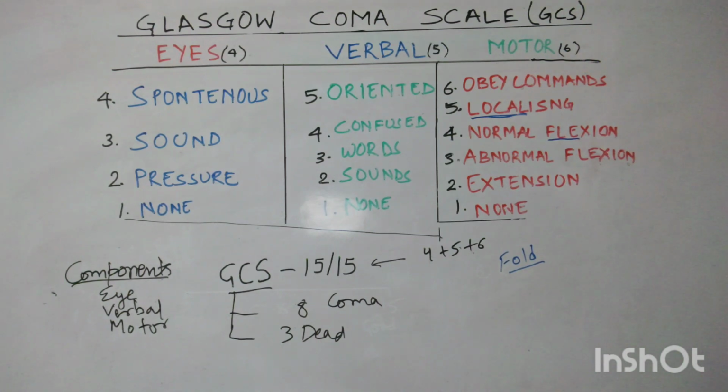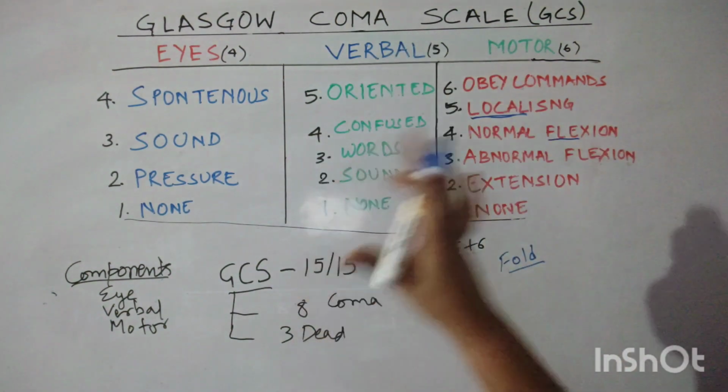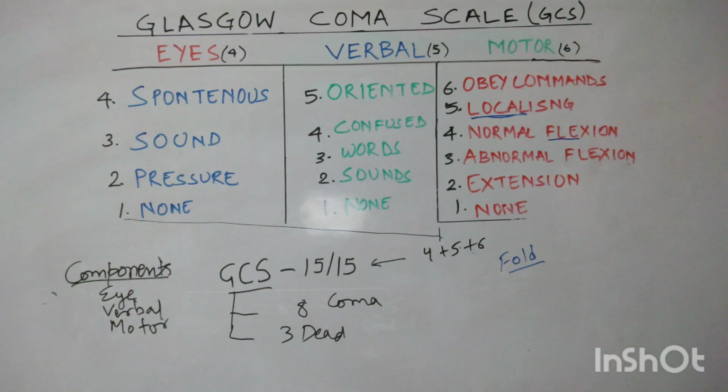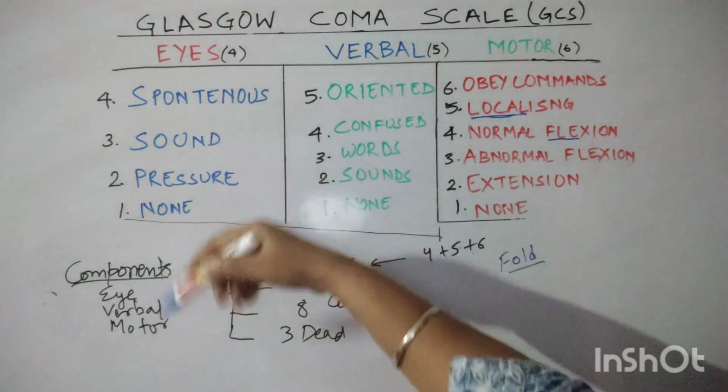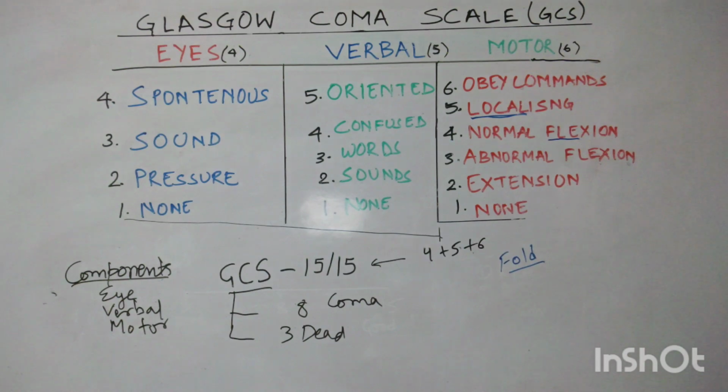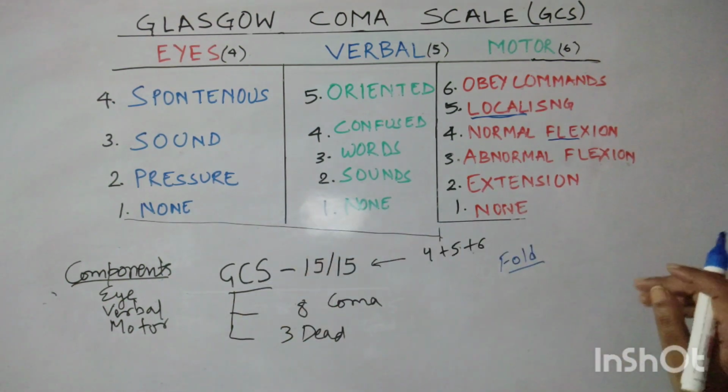If the patient is not oriented, is confused, and is not able to move his limbs, through these we can check the severity of the disease. Many diseases come whenever a patient has a spinal injury or brain injury. So these are the components of the Glasgow Coma Scale, and these are the easy ways to remember. Okay, thank you.